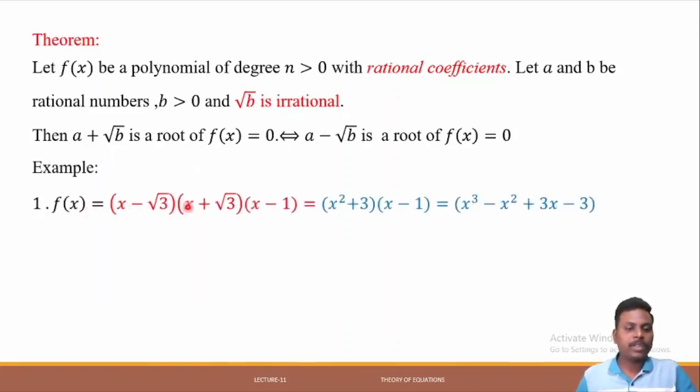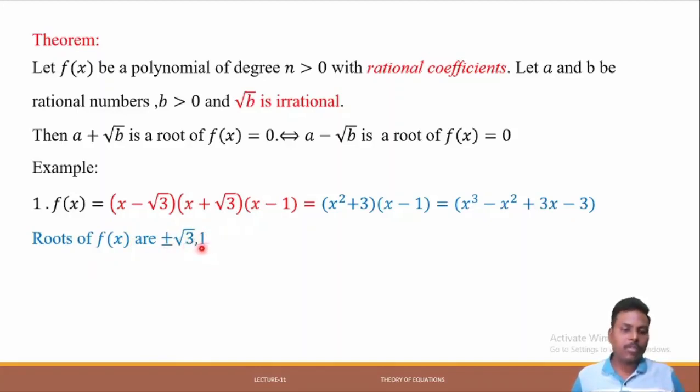Consider f of x is equal to x minus root 3 into x plus root 3 into x minus 1. This can be written as x square minus 3 into x minus 1. If you look at this equation, all the coefficients are rational and the roots of this equation are plus or minus root 3 comma 1, and you can see that root 3 comma minus root 3 are both roots of this equation. Of course, the coefficients are all rational coefficients.